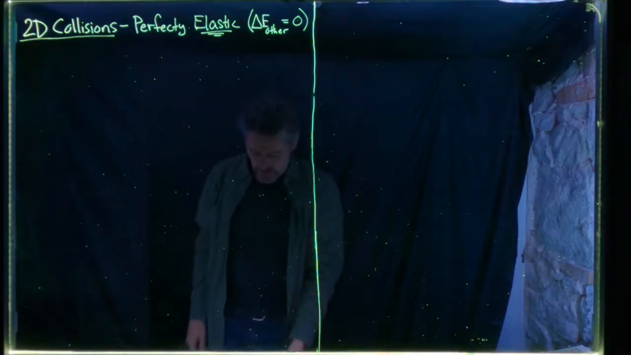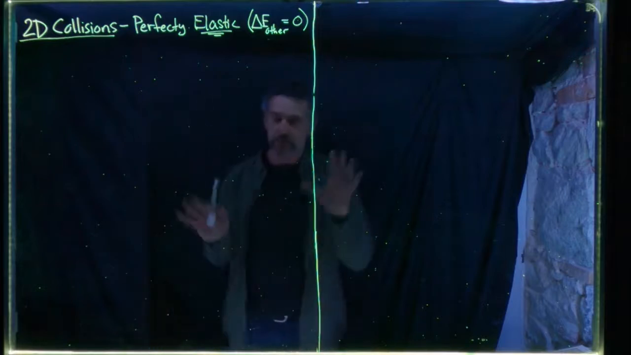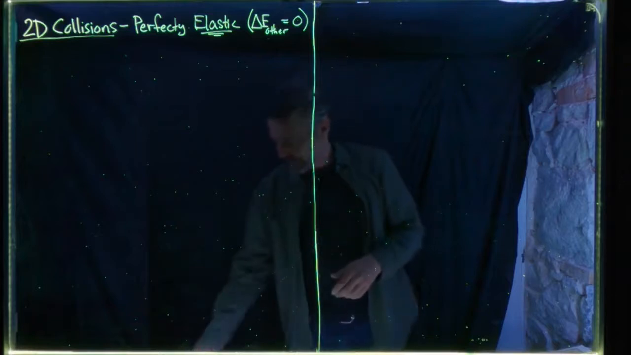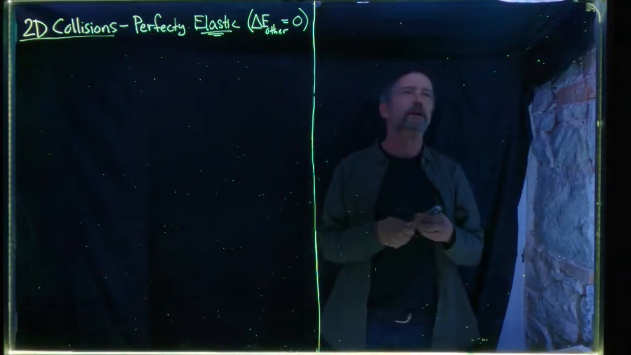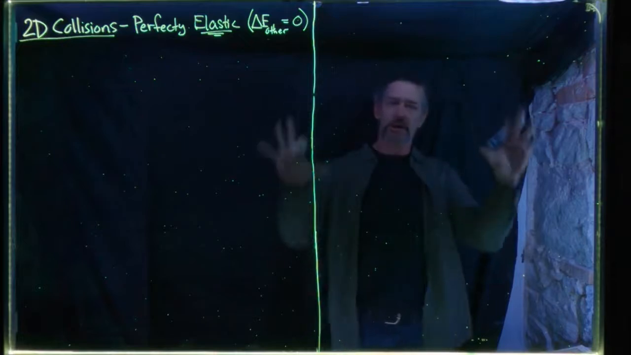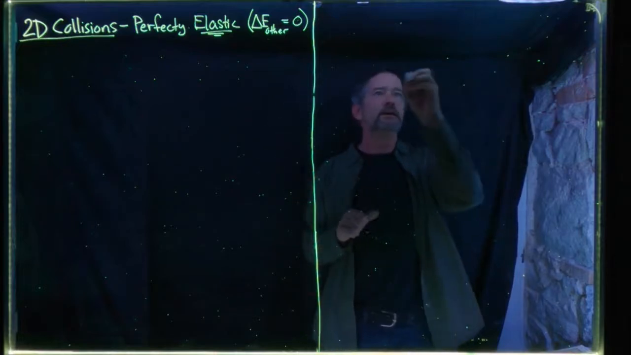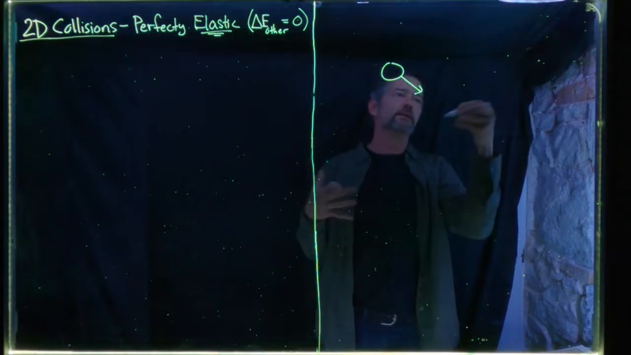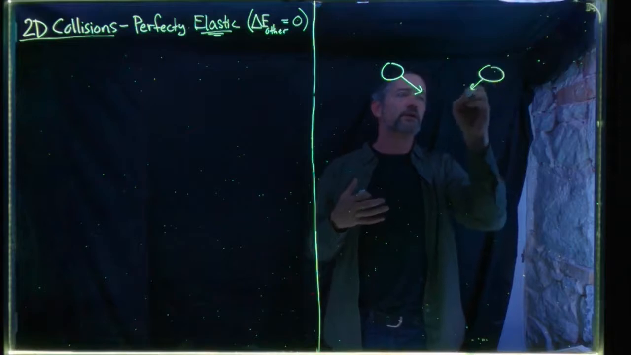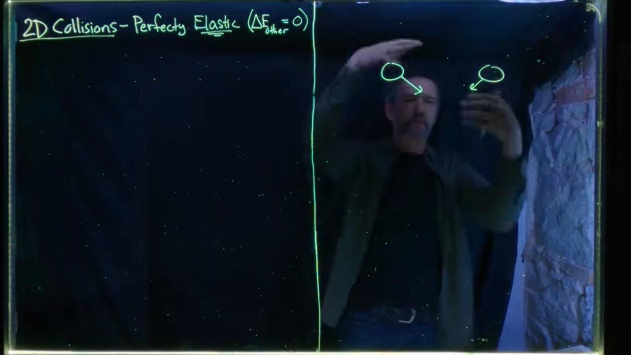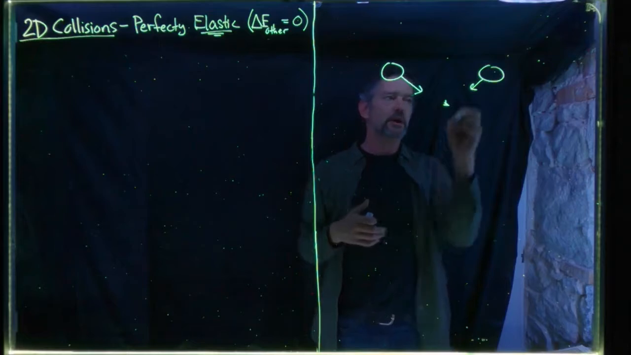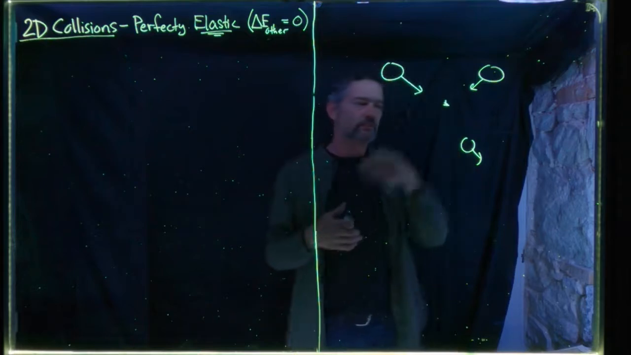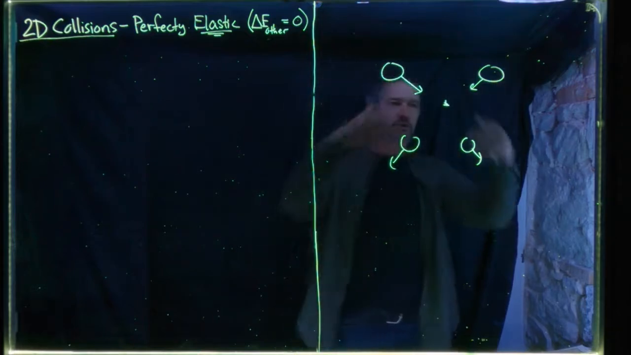So before we begin, let me say something in general about collisions in two dimensions between, say, two objects. The most general kind of situation is, say, there's some object here coming in with some velocity like this, and a second object coming in with some other velocity, in a random direction, and they collide over here. Then this one bounces off like this and takes off in that direction, and this one bounces off like this and takes off in that direction, whatever.